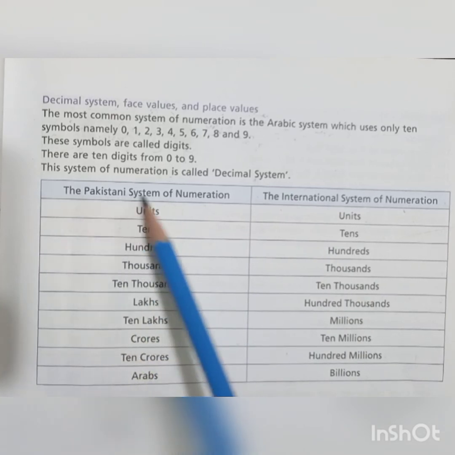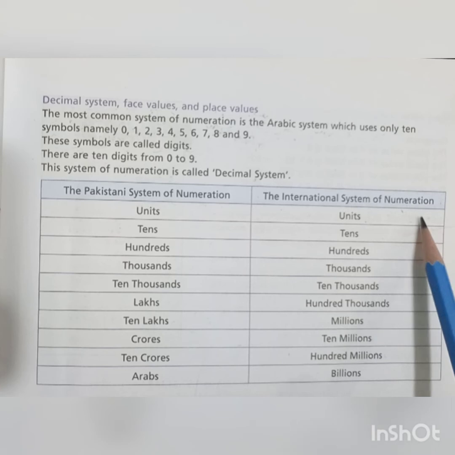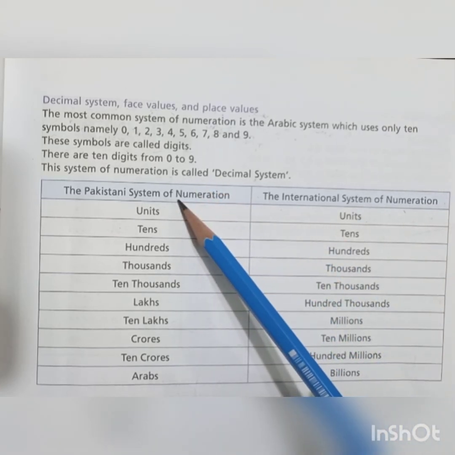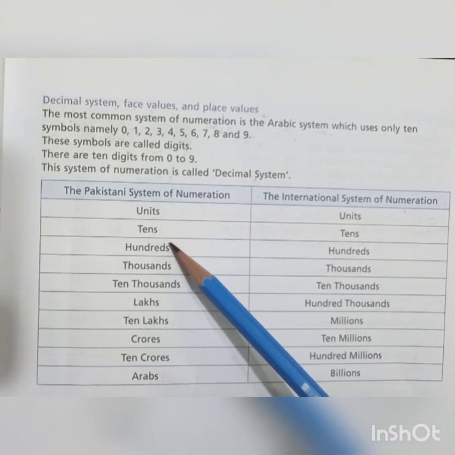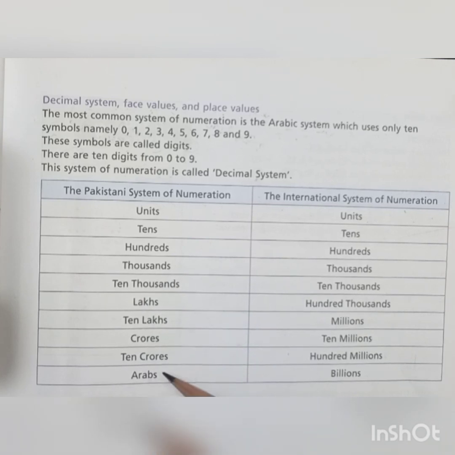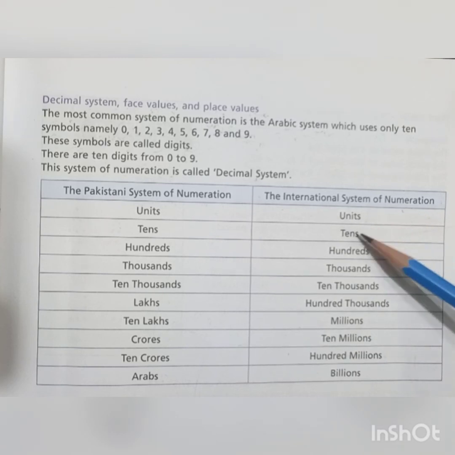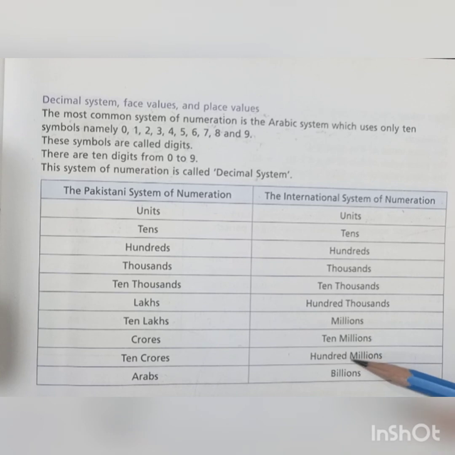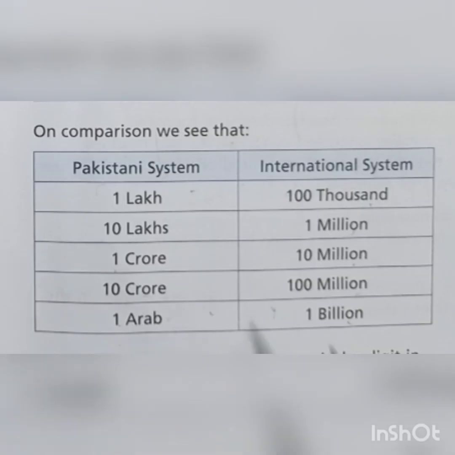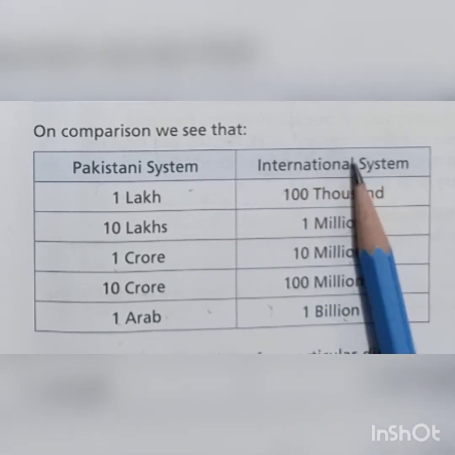Next are the Pakistani system of numeration and the international system of numeration. The Pakistani system starts from units, tens, hundreds, thousand, 10,000, lakhs, 10 lakhs, crore, 10 crores, and Arab. The international system starts from units, tens, hundreds, thousand, 10,000, 100,000, millions, 10 millions, 100 millions, and billions. Let's compare the Pakistani and international systems.